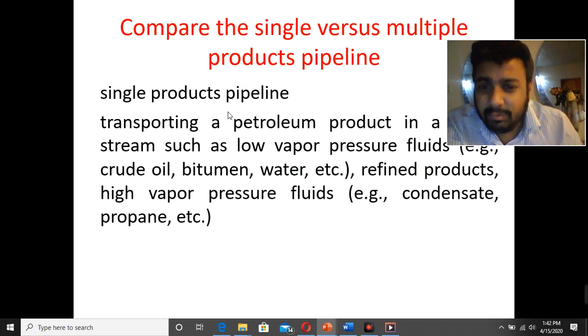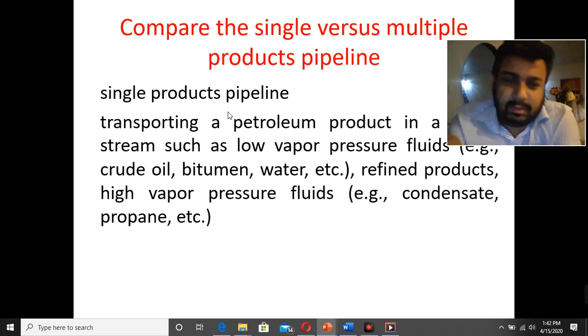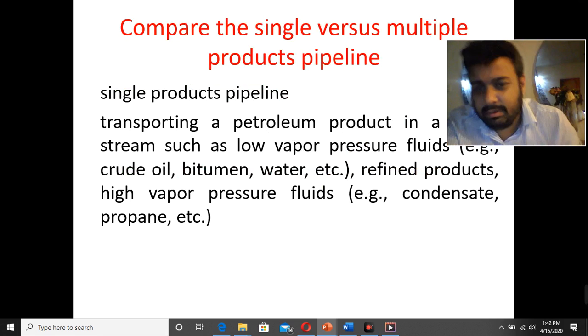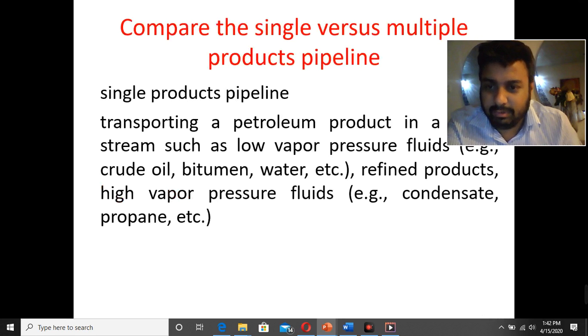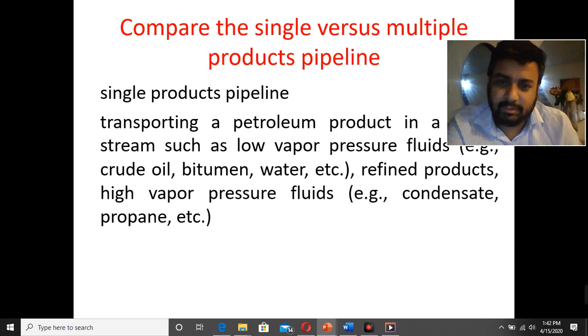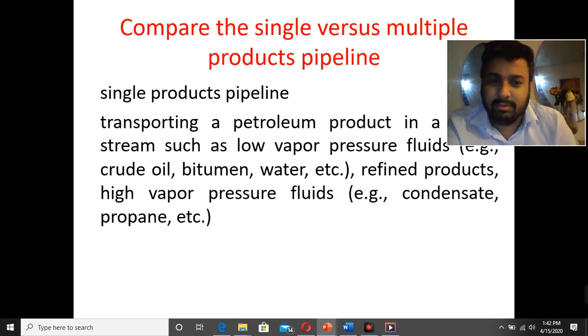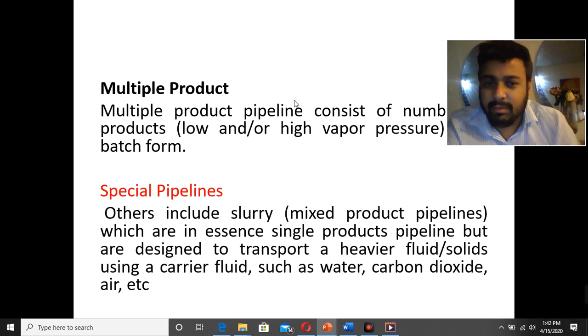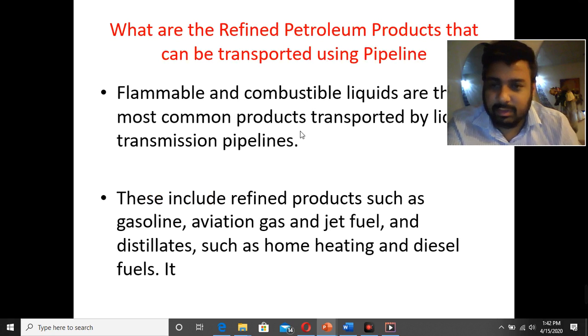As I said before, we have two kinds of pipelines. One is the single product, and the other is the multiple product. Single product means you are sending just one product, let's say crude oil, bitumen, water, or any one fluid. But in the multiple product, you can send two or three products together, but you put something in between in order not to mix them.